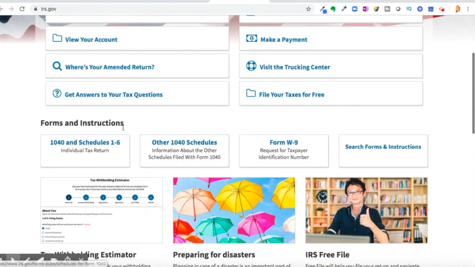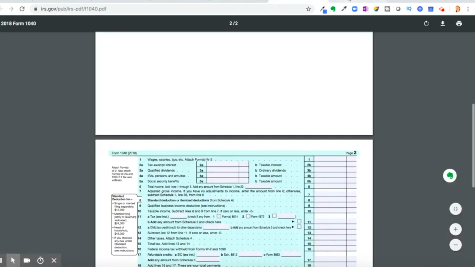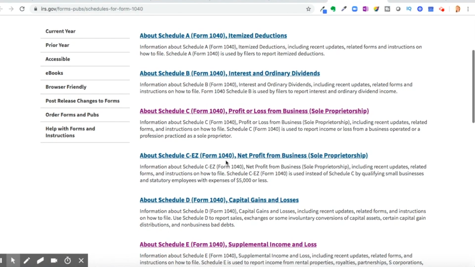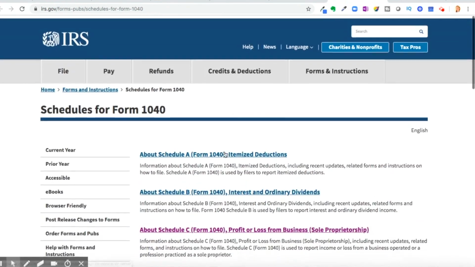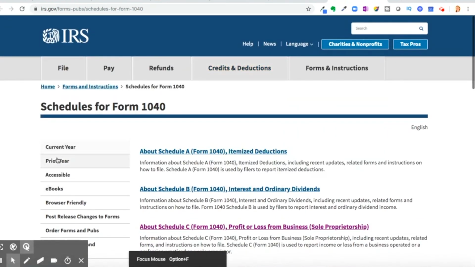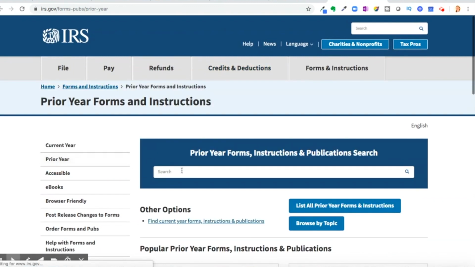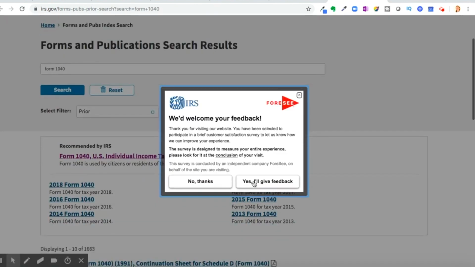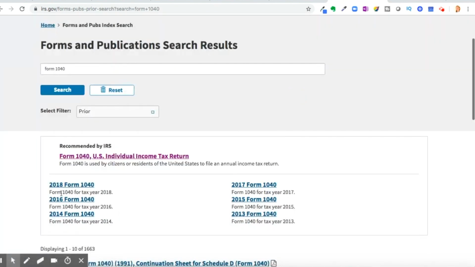So to find prior year forms, you'll go Other 1040 Schedules. We'll scroll down. We'll go Prior Year. Form 1040. You can search any form in here. Here's Form 1040 2018, 2017. So let's look at 2017.